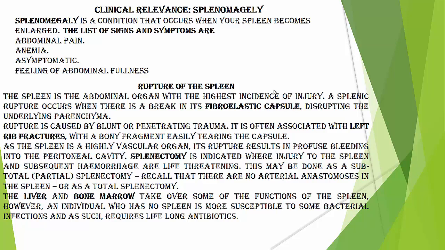The symptoms are abdominal pain, anemia, being asymptomatic, and a feeling of abdominal fullness. The rupture of the spleen is when there is a break in the fibroelastic capsule of the spleen caused by a blunt or penetrating trauma, or a rib fracture.